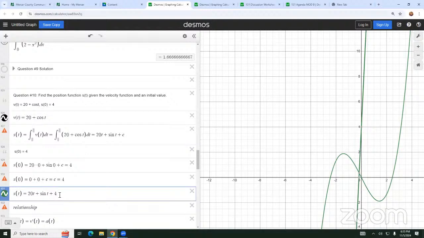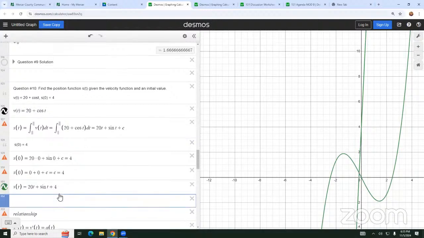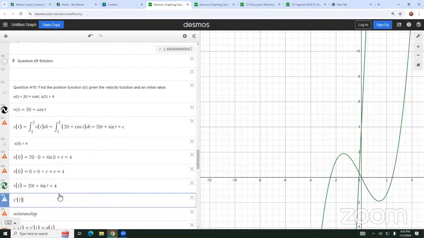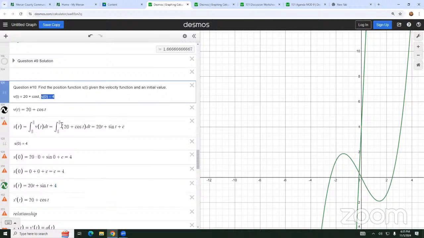If I take the derivative of it, s prime of t, what am I going to get? I'm going to get 20. The derivative of sine is cosine. And the derivative of 4 is 0. That 4 is only there because they told us what's called an initial value.